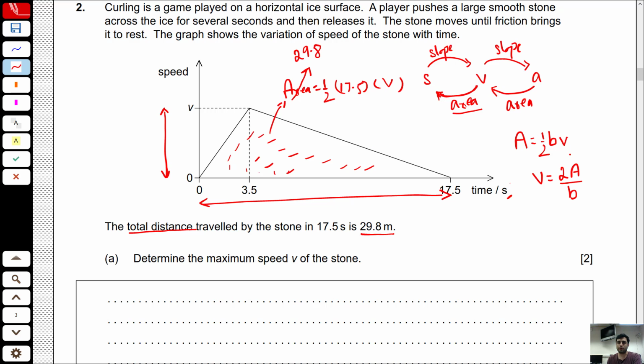So I like to do it this way, in the sense that first make the variable the subject that you want, and then in the end plug in all the numbers and use your calculator only one time. So it just helps to minimize any random or rounding errors. Now let's just plug in the values. So we have 2A and B. B is the base, base is 17.5, and the area is 29.8. That will give us the maximum velocity that is achieved.